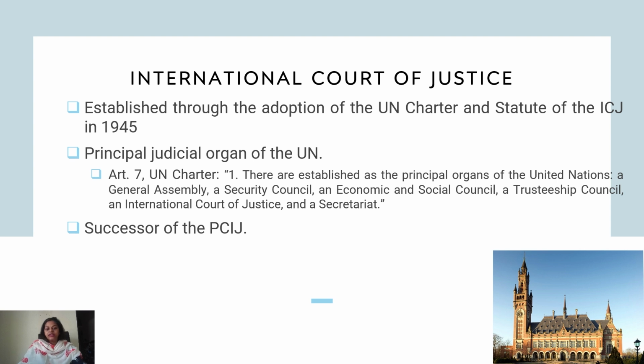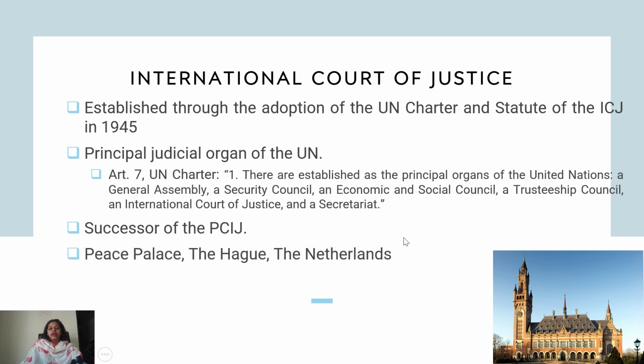But having said this, it is important to note that as the ICJ is an integral part of the United Nations, the PCIJ, or the Permanent Court of International Justice, was not a part of the League of Nations. It was an independent judicial organ. The PCIJ used to operate from this same building which we just looked at. It is the Peace Palace. The International Court of Justice is situated here, in the Peace Palace, which is situated in The Hague, the Netherlands.